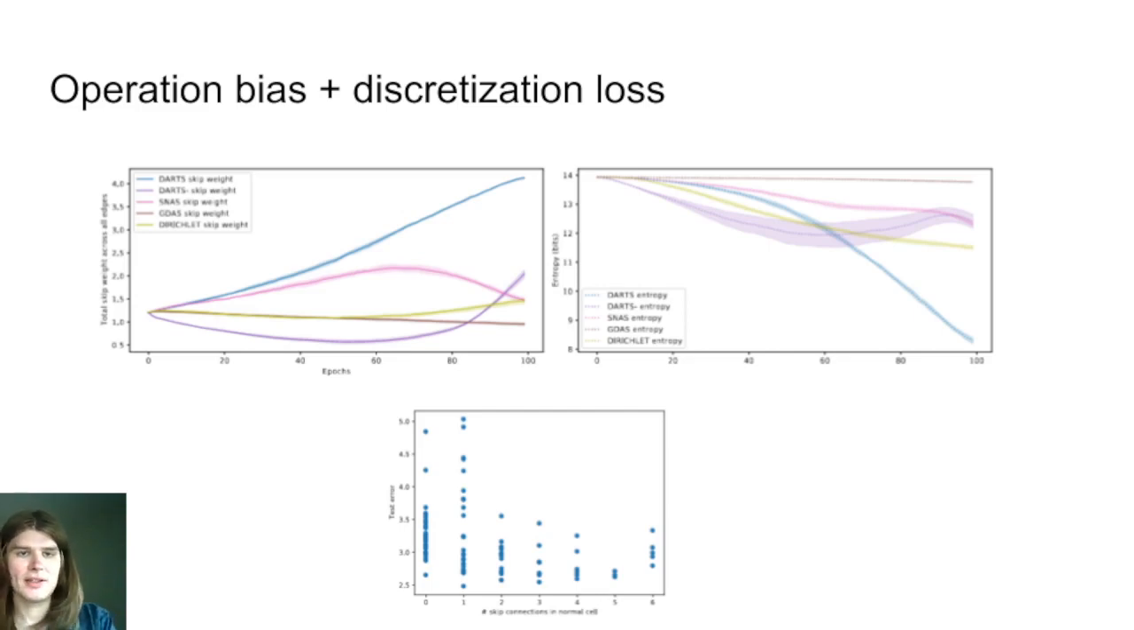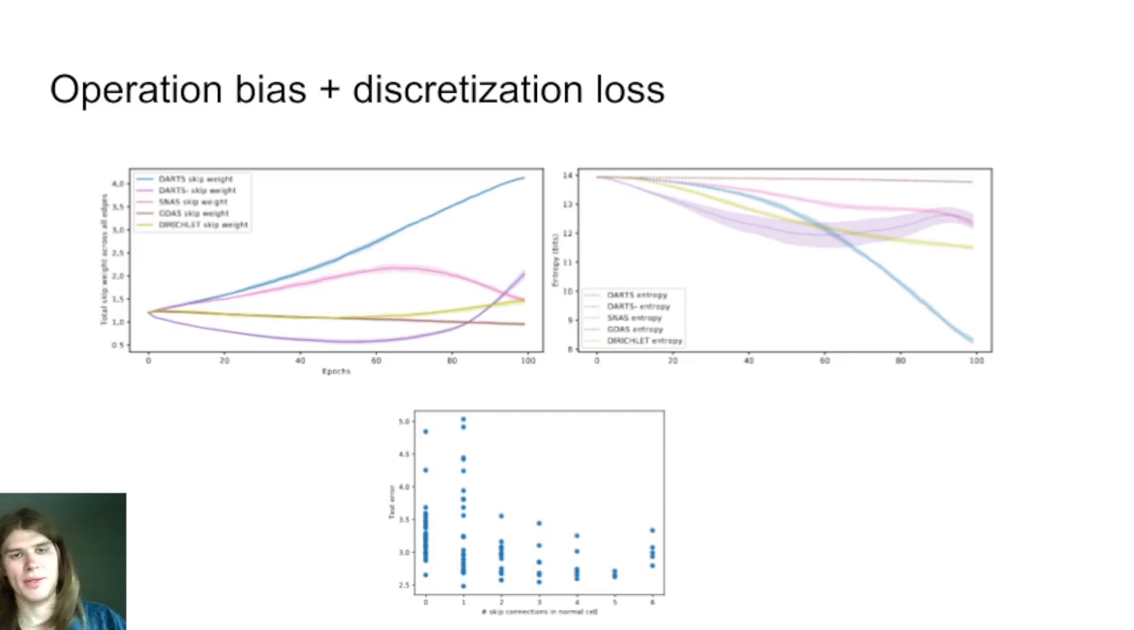Key to the study is the DARTS minus supernet training method, which modifies DARTS by including an auxiliary skip connection on the supernet to ameliorate operation bias. Viewing the weight assigned by each algorithm to the skip connection on the left, we see that this method does indeed mitigate operation bias. However, DARTS minus is still outperformed by the other 3 supernet training methods on NASBench 201.